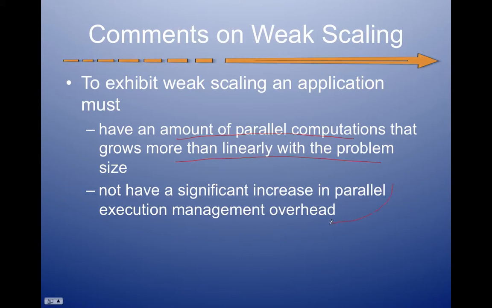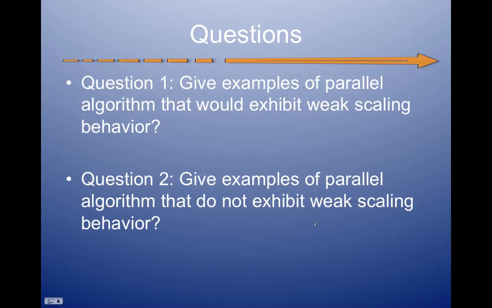And when you increase the amount of parallel work, you don't want to increase the management overhead. So the overhead of managing the parallel tasks should not grow very fast. Basically you would like to increase the size of the task, not the number of tasks you're dealing with, just to keep the overhead low, for instance. Two questions here. Give examples of applications or algorithms that would show weak scaling, and examples of applications that would not show weak scaling.